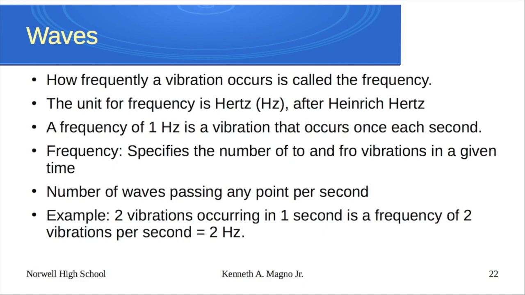So basically frequency is specifying that number of to and fro vibrations given in a certain amount of time. So the number of waves passing any given point per second. So we're counting the actual number of waves we see. So 2 vibrations in 1 second would be 2 hertz. 3 vibrations in 1 second would be 3 hertz.